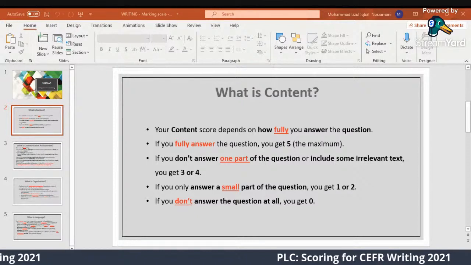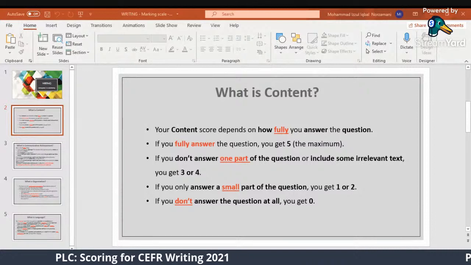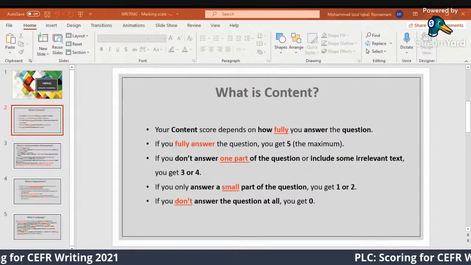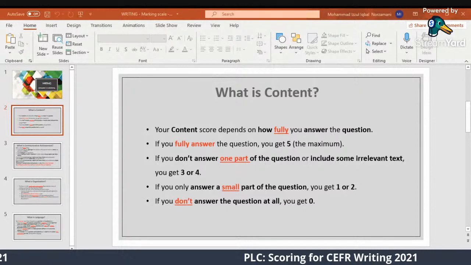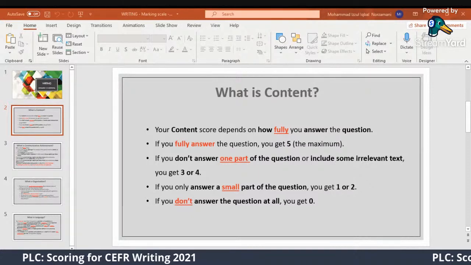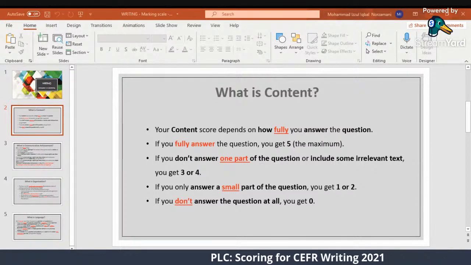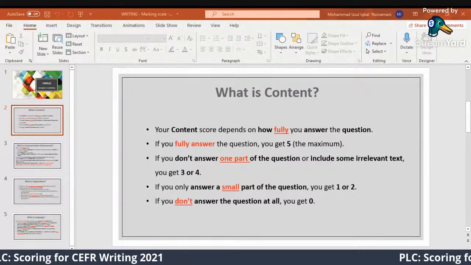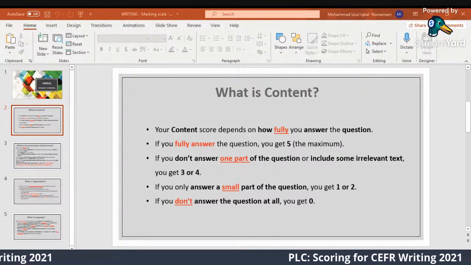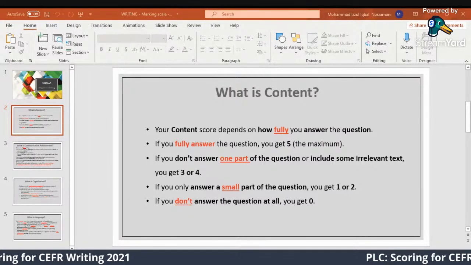Okay, so if they do talk about all those requirements, you give maximum 5. If they don't answer one part, there are irrelevances, right? Or there might be omission, you give them a 3 or a 4. And if they only answer a small part, you give them a 1 or a 2. Probably two points are missing, they only talk about the holiday location. If they answer nothing or answer in a different language, you give them a 0. So that is how fully they answer the question. Okay, Izul, next one. I think it should say communicative achievement.